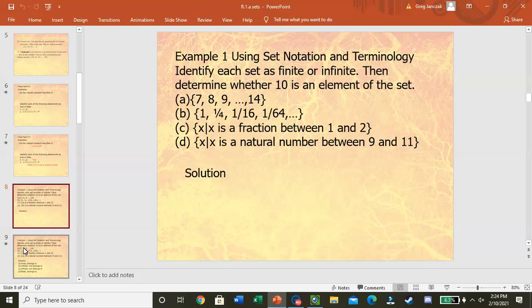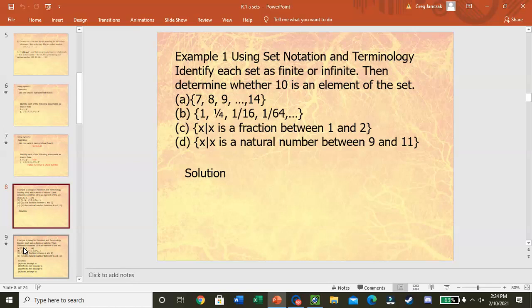X, all elements in set X such that X is a fraction between 1 and 2. Remember, anytime we have fractions, they are what kind of set? Infinite or finite? Fractions are always infinite, always, because you can have infinite fractions in between two whole numbers.